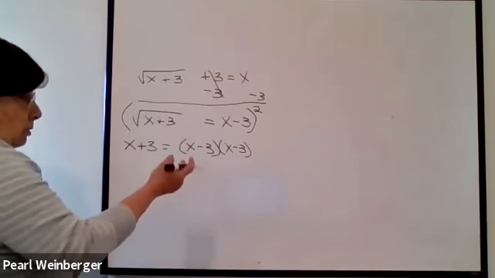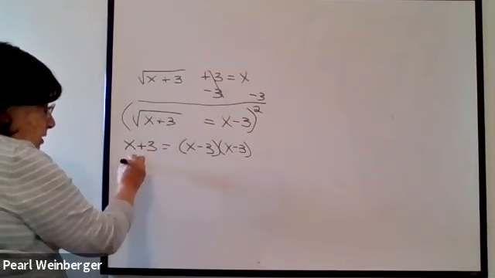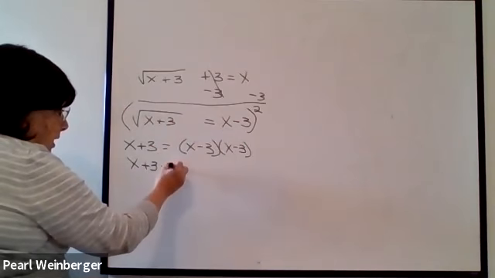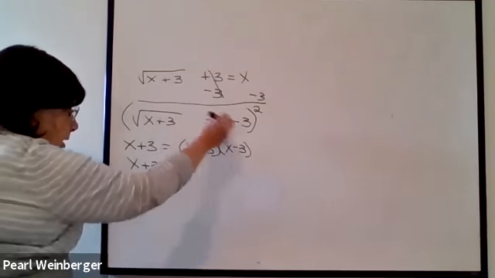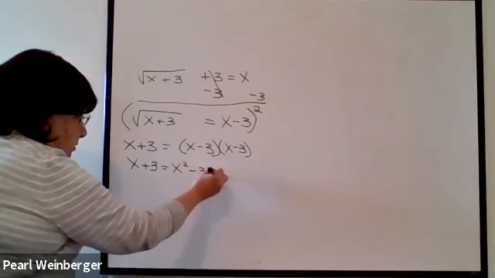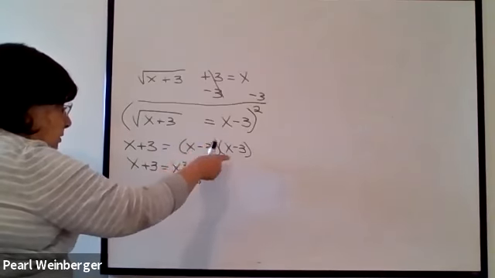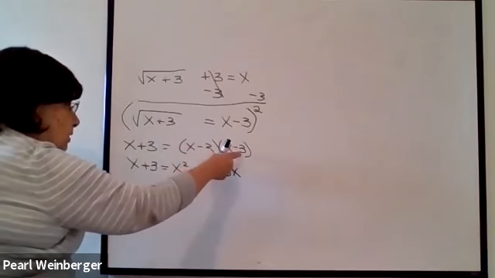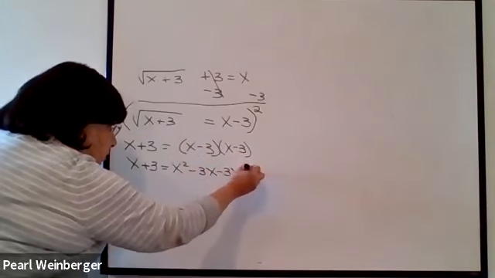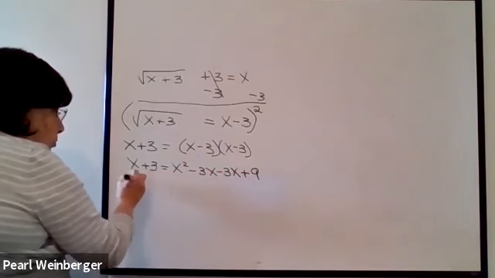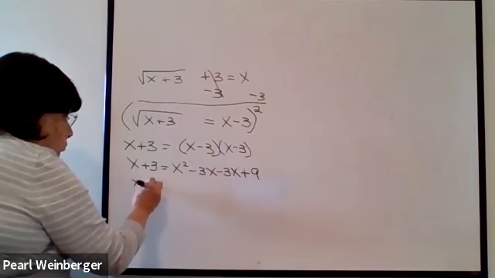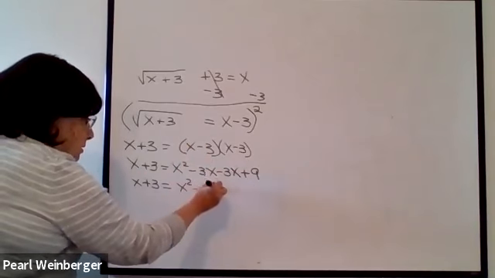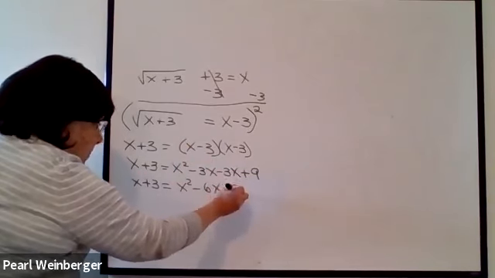Now, this side will stay the x plus 3, but this side I'm going to use FOIL. First is x squared, outer is negative 3x, inner is negative 3x also, and last is negative 3 times negative 3, which is positive 9. So this really becomes x plus 3 equals x squared minus 6x plus 9.